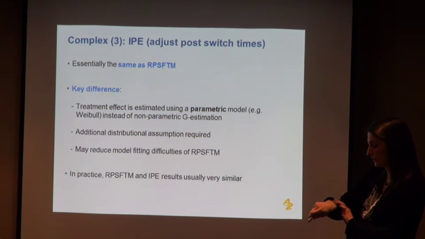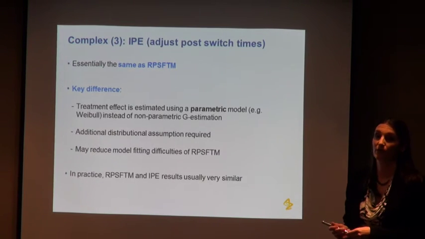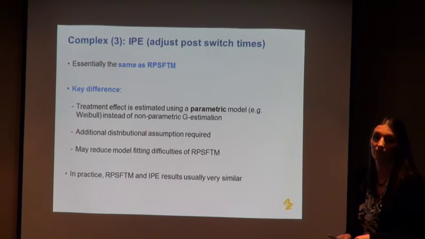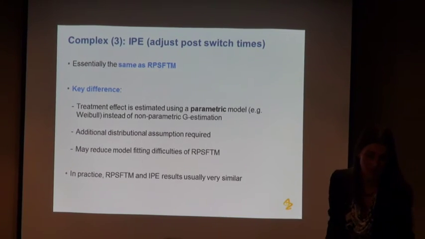Very quickly, talk about the third method, iterative parameter estimation. It's essentially the same as the last one I talked about, but the key difference is that it uses a parametric model to get the estimate of psi rather than the G-estimation procedure. And usually you end up with very similar results.